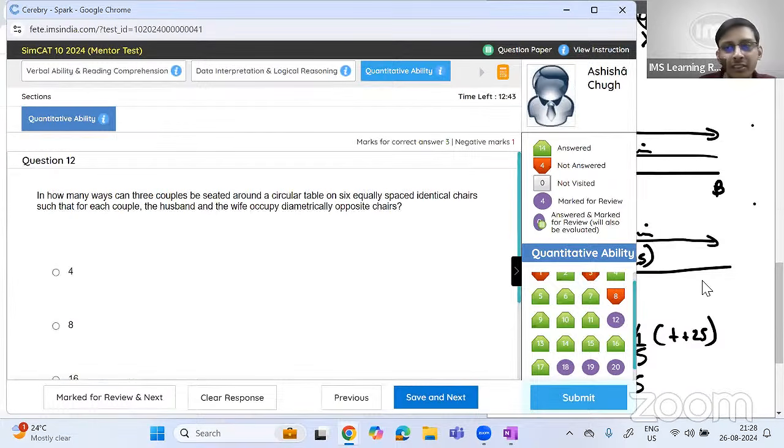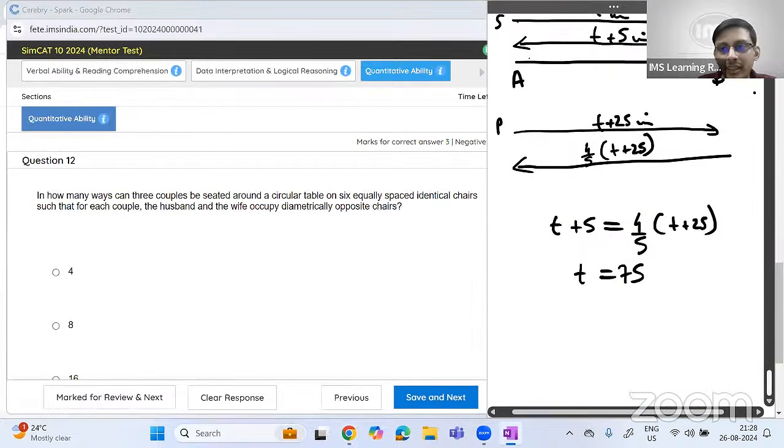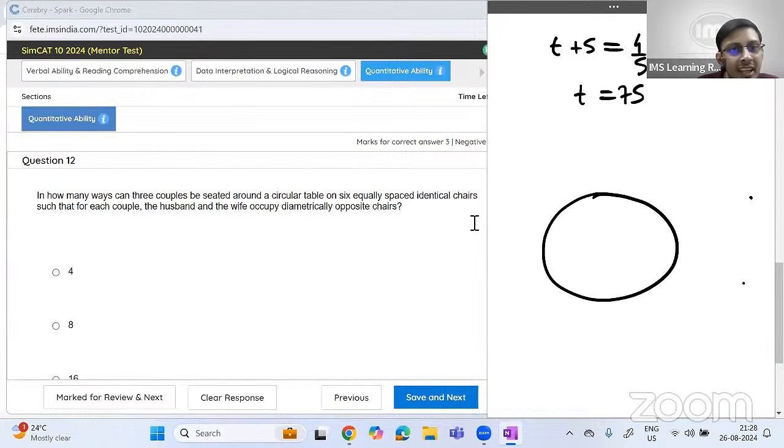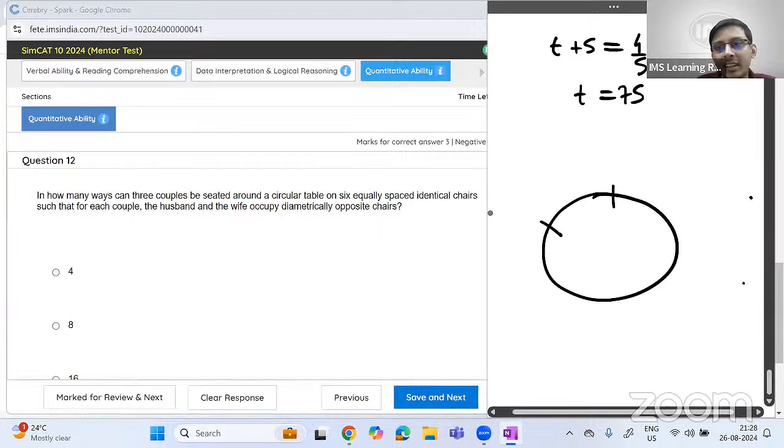Okay, if you look at question 12 now, this PNC one. We have a circular table. Let me just make that. 3 couples, 6 equally spaced seats. Okay, so let's say that these are the 6 ones.